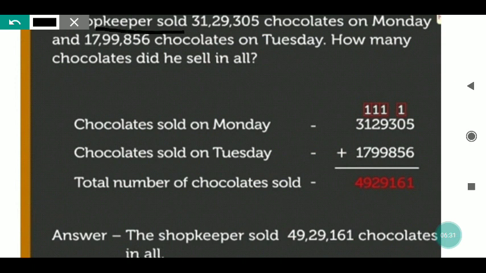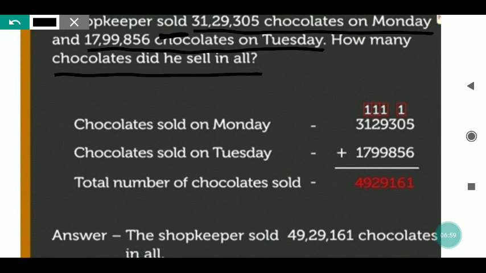A shopkeeper sold this much chocolate on Monday. There is one shopkeeper who sold this much chocolate on Monday. We are underlining the keywords with the help of which we can form the statement. That also we are underlining in the question. This much chocolate on Monday he sold. Sold means he sold out. And this much chocolate on Tuesday he sold. How many total chocolates did he sell? Total means all. Total or all means the same thing: addition.